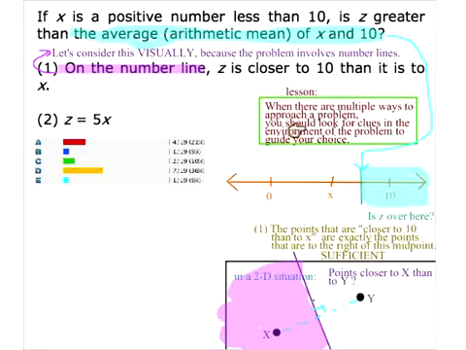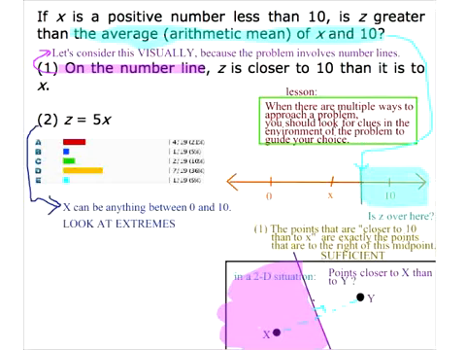Statement 2, Z is 5x. Well, let's take a look at different cases here, because remember that X could be anything between 0 and 10. So let's look at extremes. So if x is, let's say, 0.1, then z is just 0.5.